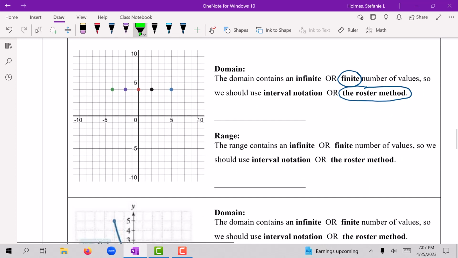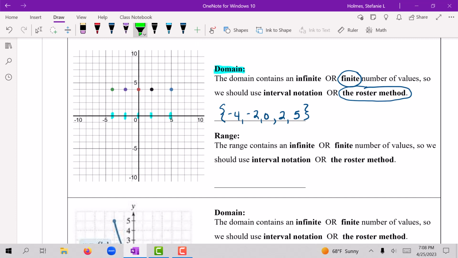Okay, so doing the domain, let's, on the x-axis, highlight every value. So we have this one, this one, this one, this one, and that one. So we will just list them. We have -4, -2, 0, 2, and 5. So remember our domain is blue.